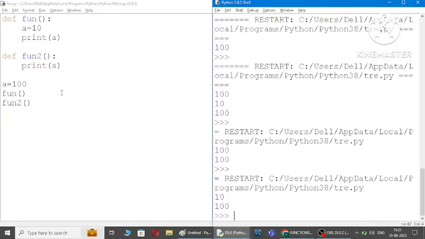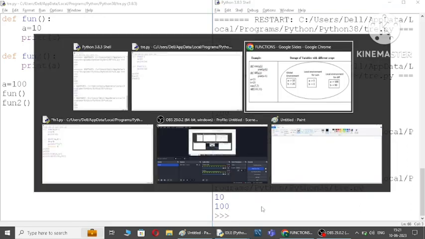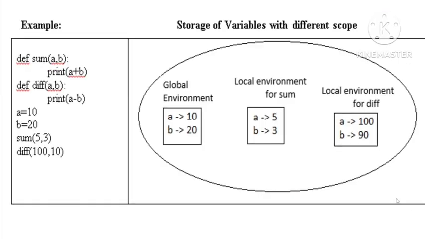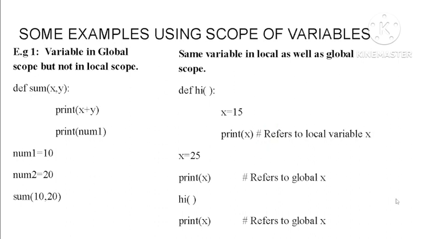Okay. See, in the first program, 10 is the local value. Second one function, 100 is the global value because local is not available. Hope you understood the concept of local and global variables.